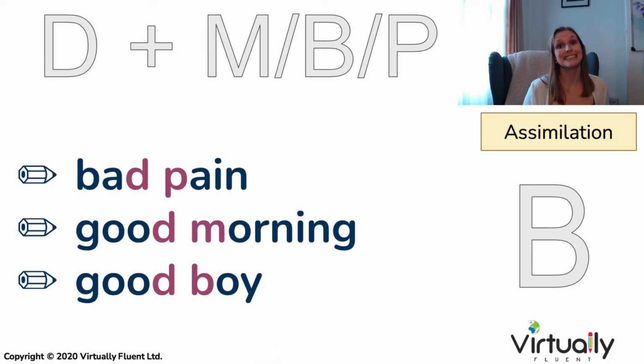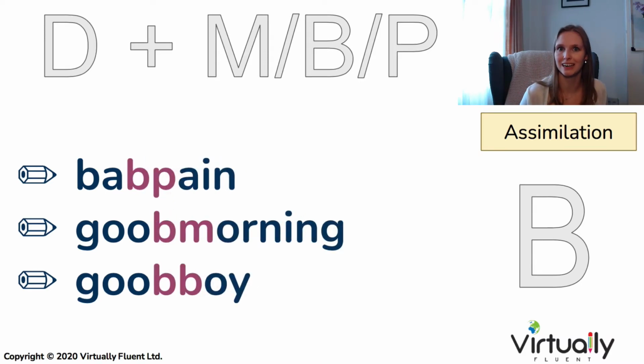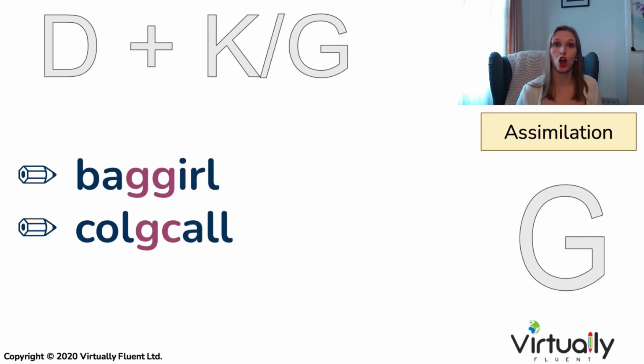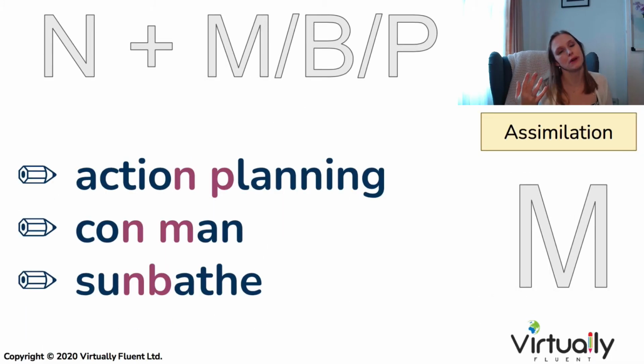Now, if the word ends in D and our next letter is M, B, or P, we move to a B sound because it's a little bit closer to the D mouth position. For example, bad pain, good morning, bad boy. And if the D is followed by a K or a G, we go for that G sound instead. Bad girl, cold call.